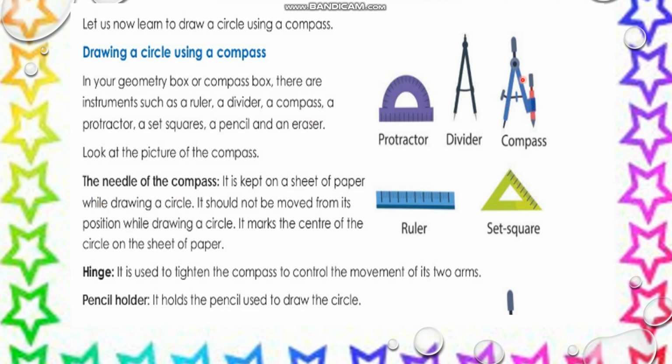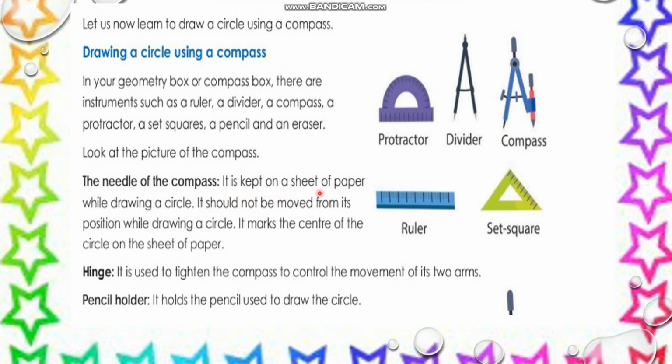Look here, it has a pencil holding part and a sharp edged part, and it has adjustable arms, and all that. So, let's check the first one. The needle of the compass. Look here, this is the needle of this compass.